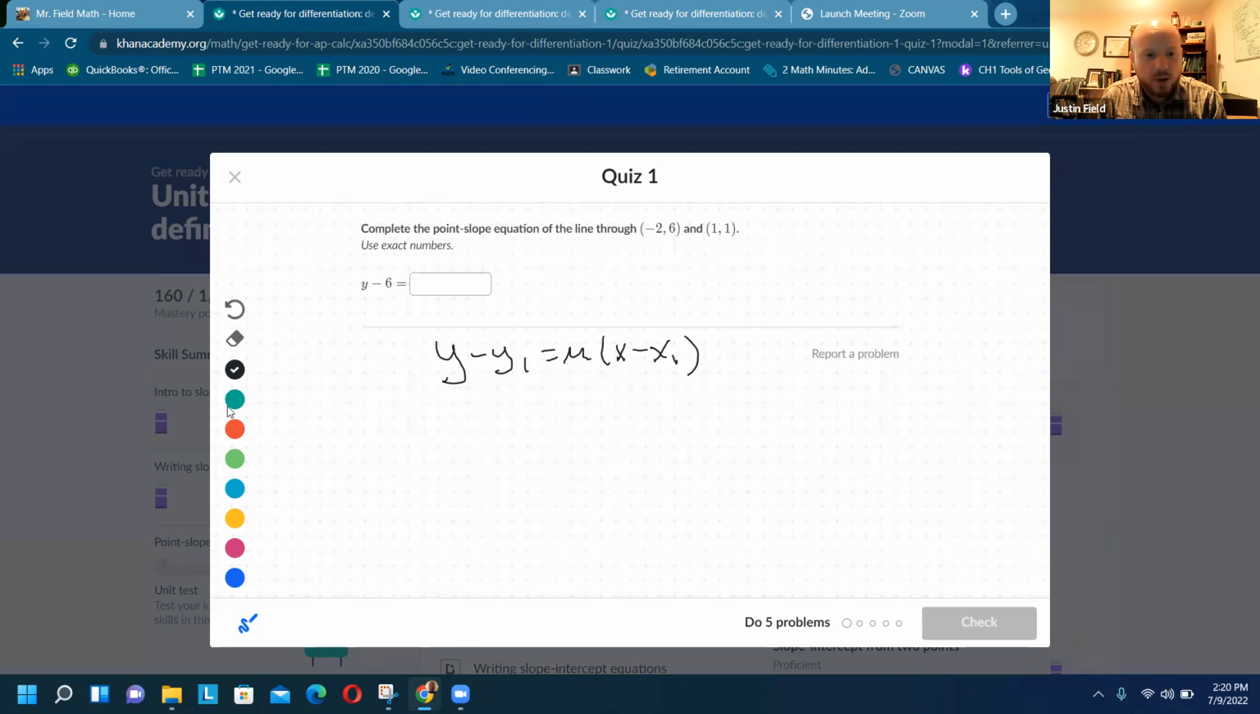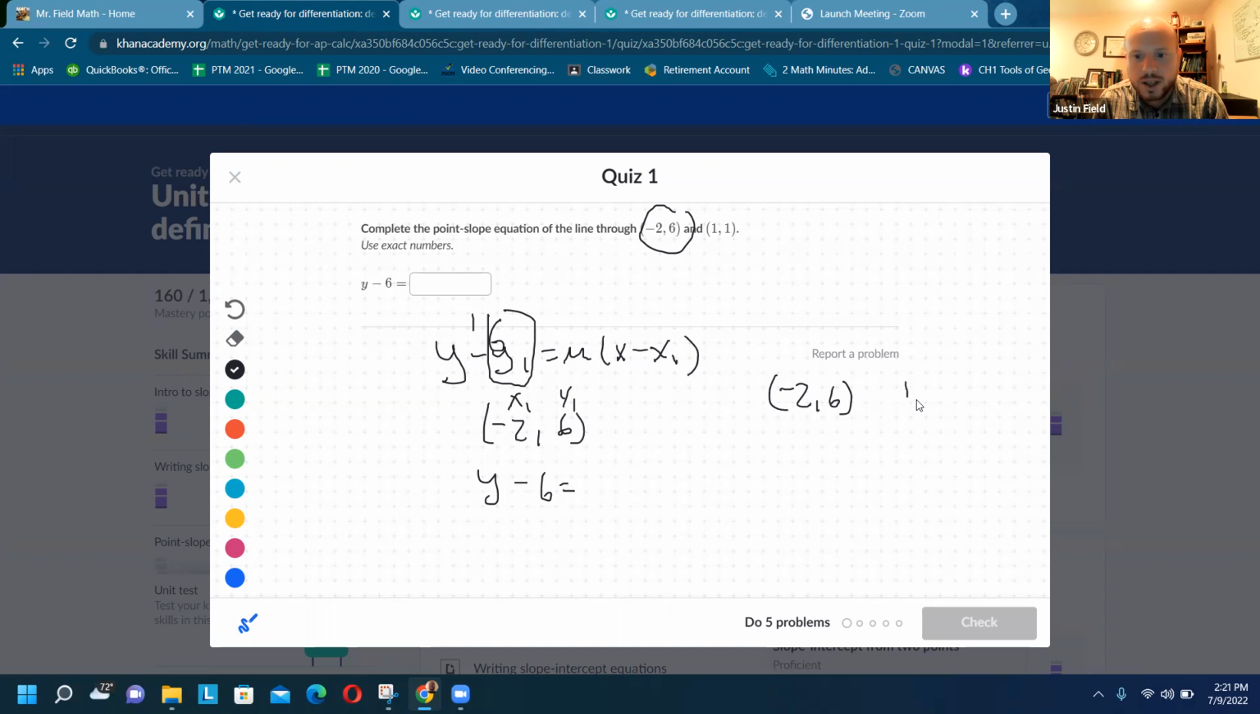Okay. Anyway, so y minus 6 equals blank. They are telling us that y1 is 6, so we want to use that point. That's going to be negative 2, 6, so x1 is going to be that. Y minus 6 equals, we got to find the slope, m. The calculus way, rise over run. How do you get from 6 to 1? You subtract 5. Negative 2 to 1, you add 3. So the slope is negative 5/3.